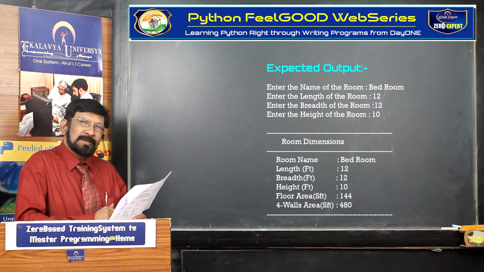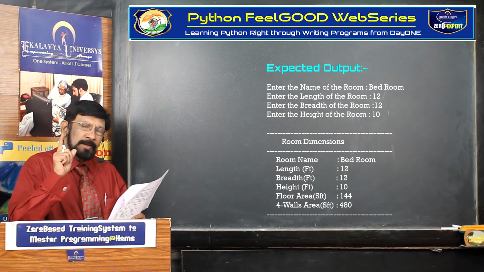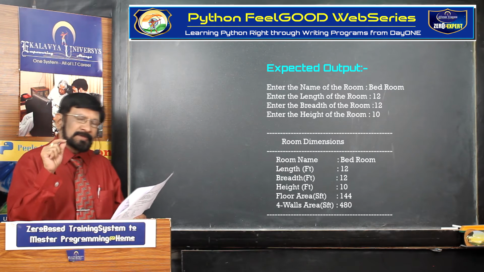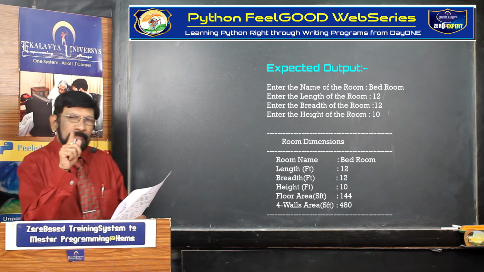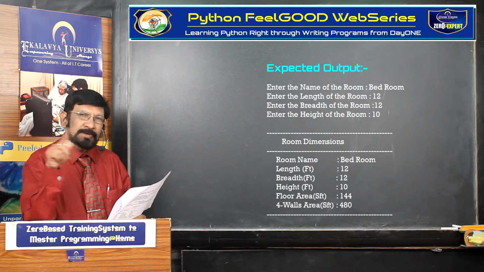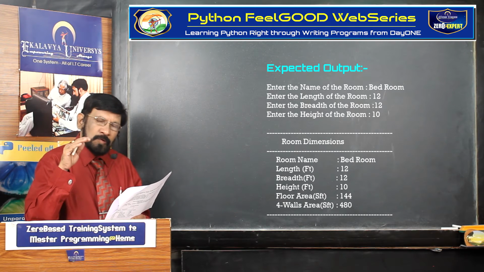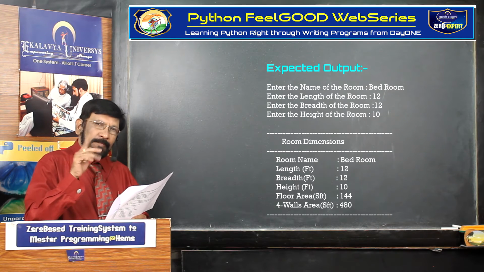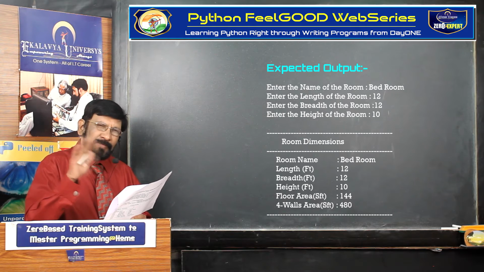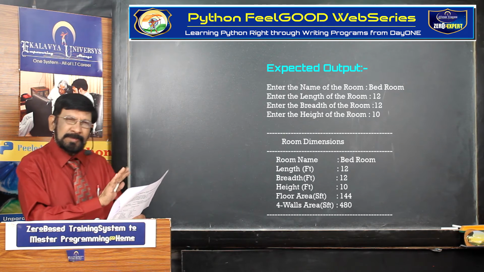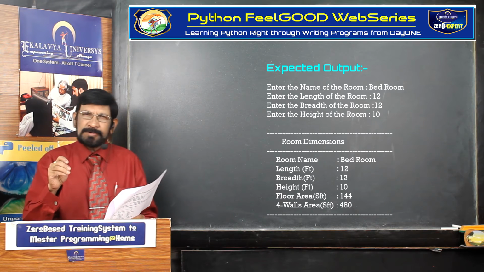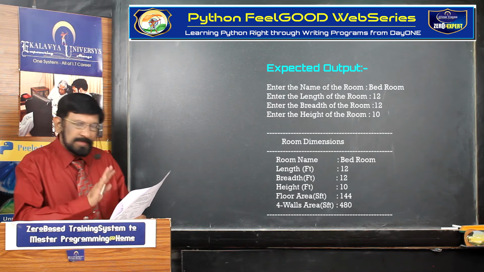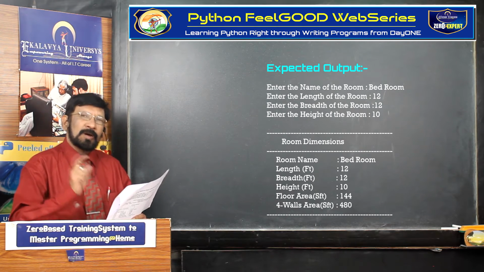It should be elegant. Number two is don't forget giving units. Length, breadth, and height are measured in feet, so you give ft, and floor areas are measured in square feet. That you should give. This is the professionalism. What is the difference between a student program and a professional program? Whatever relevant information, big or small, you should present it there. That is the real professionalism. With reference to this output only, you write your output section.